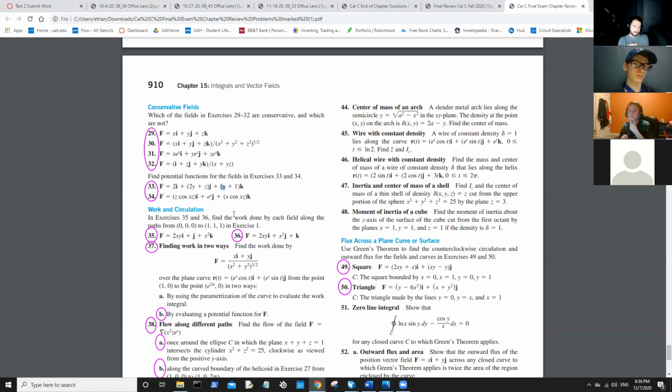Yeah, that's what that is when you take the partial of each component. Yes, because that forms a vector. All right. That's 33 and 34, same process. Work in circulation.